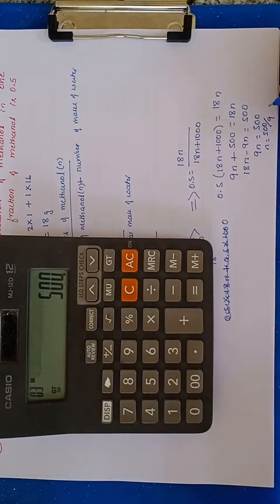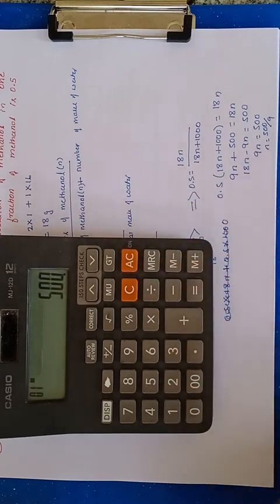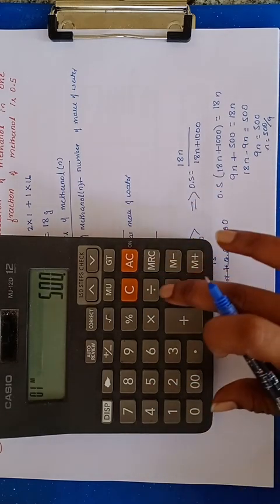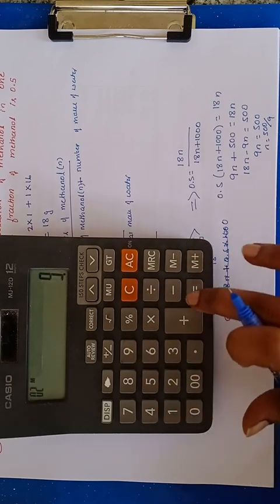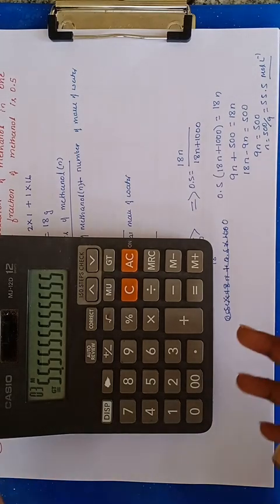500 divided by 9. Let us see how much we get: 55.5 moles per liter. That is moles per liter. This is the unit for the molarity. This is the answer we get.